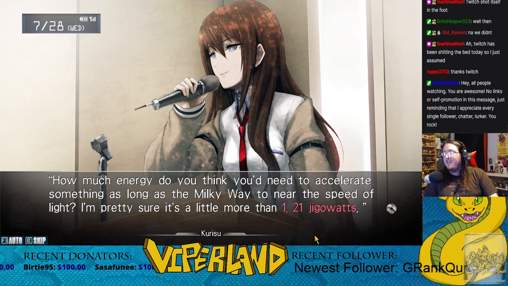How much energy do you think you need to accelerate something as long as the Milky Way to near the speed of light? I'm pretty sure it's a little more than 1.21 gigawatts. Smug face.